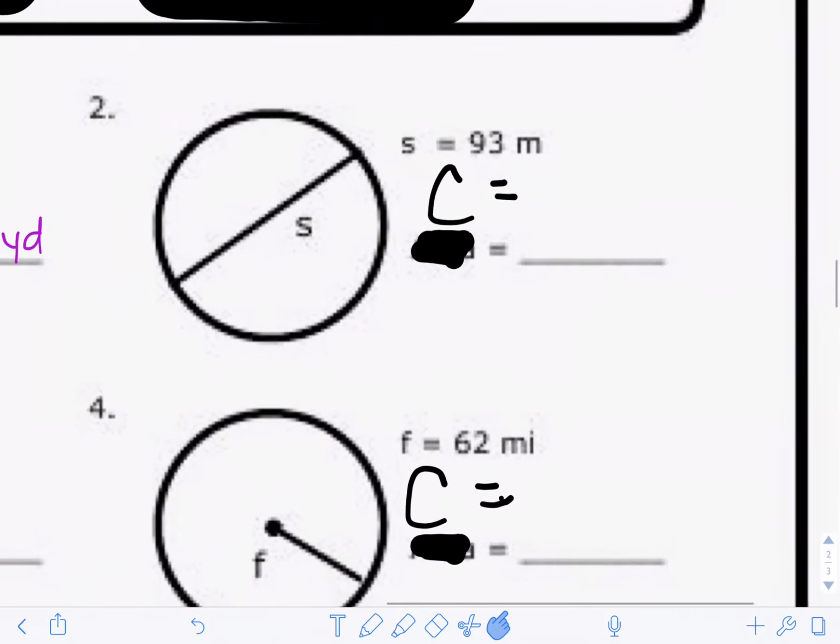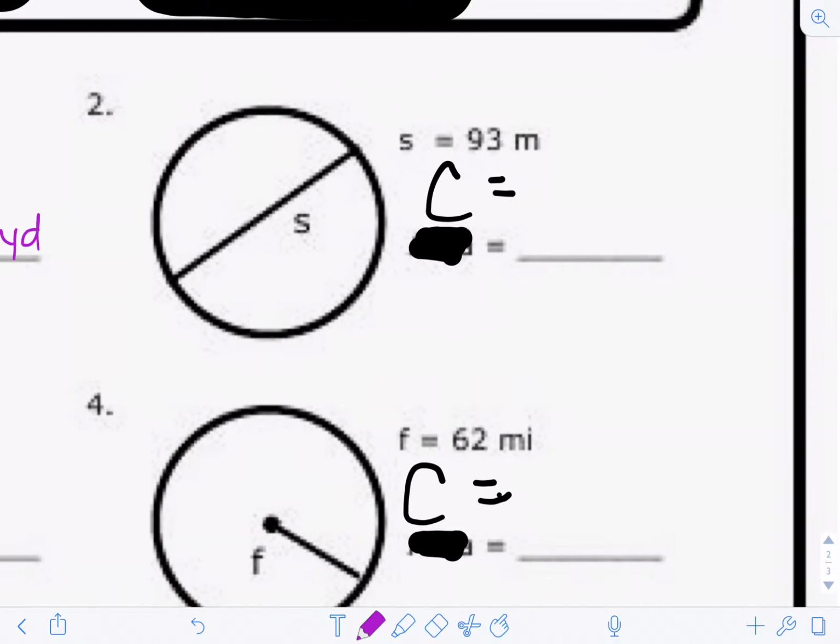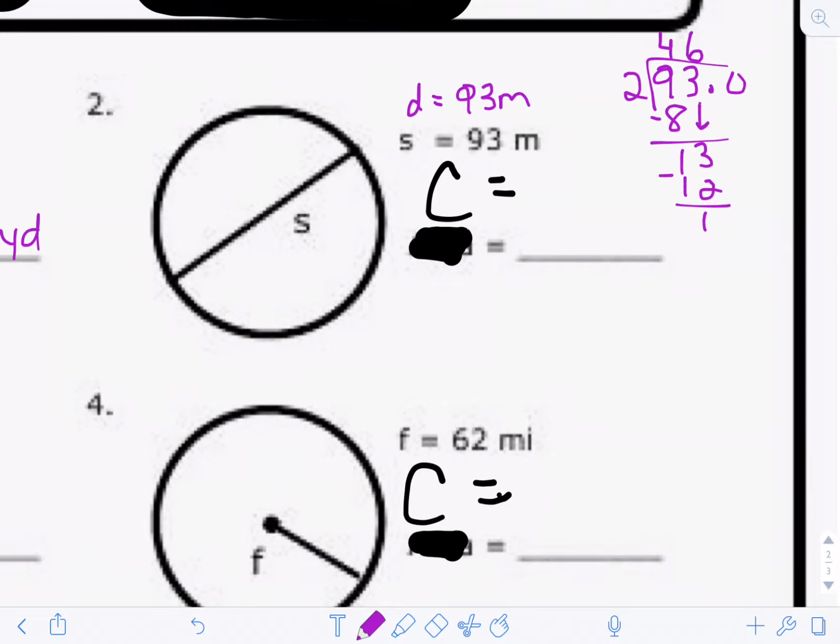All right, second one. So my diameter here is 93 meters. So I'm going to find my radius by dividing this by 2. 2 goes into 9 4 times. 4 times 2 is 8. Subtract that, bring down my 3. 2 goes into 13 6 times. 6 times 2 is 12. Subtract that, there's my 1. I'm going to put my decimal and 0.